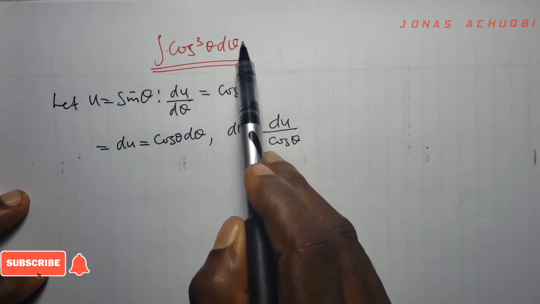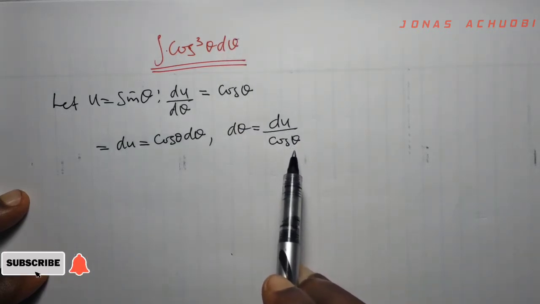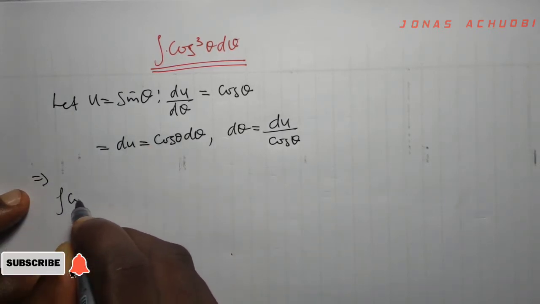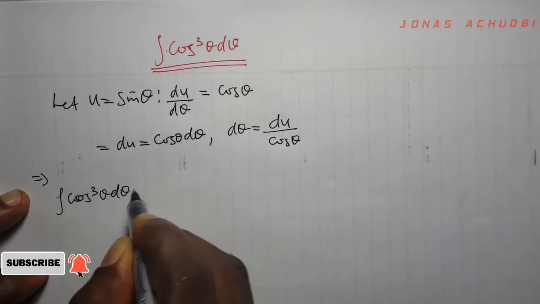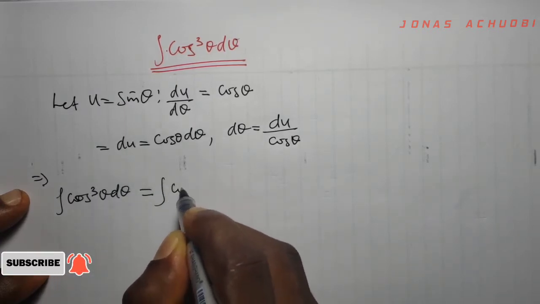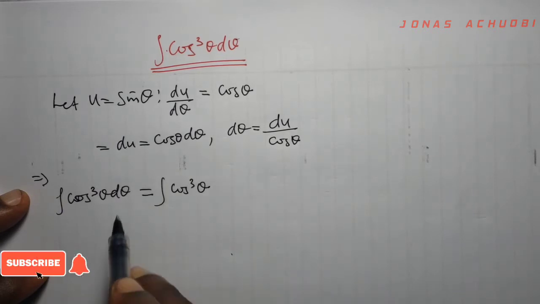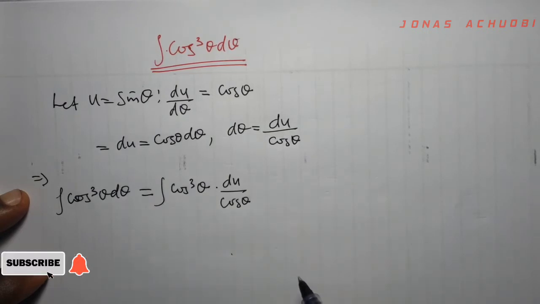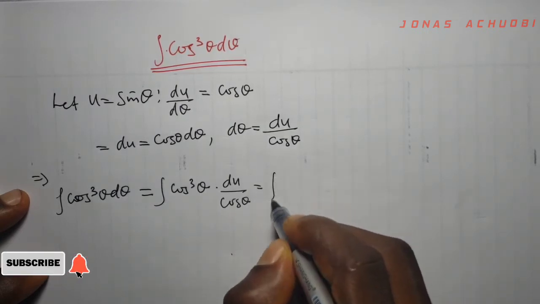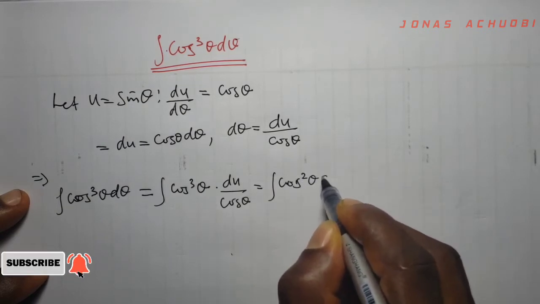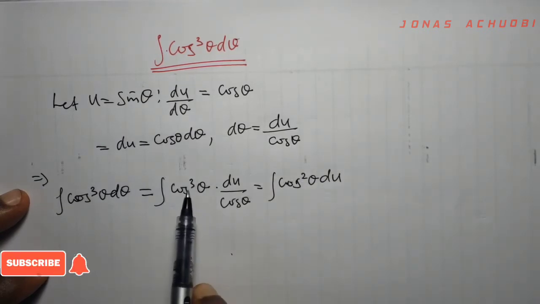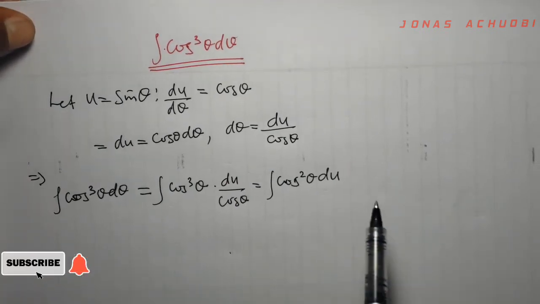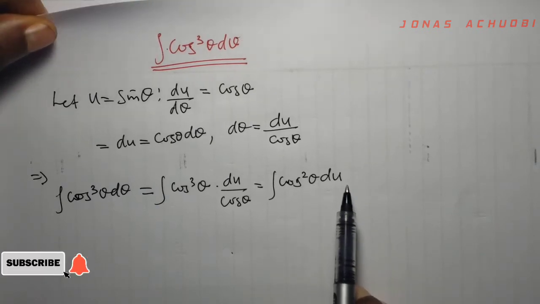So we go back to our original integral of cos cubed theta d theta, and where we find d theta, we replace d theta with du over cos theta. So this implies that our integral of cos cubed theta d theta now becomes the integral of cos cubed theta times du over cos theta. If we simplify this, this becomes the integral of cos squared theta du, since cos theta will cancel one of the cos theta here. Cos squared theta du, not d theta.